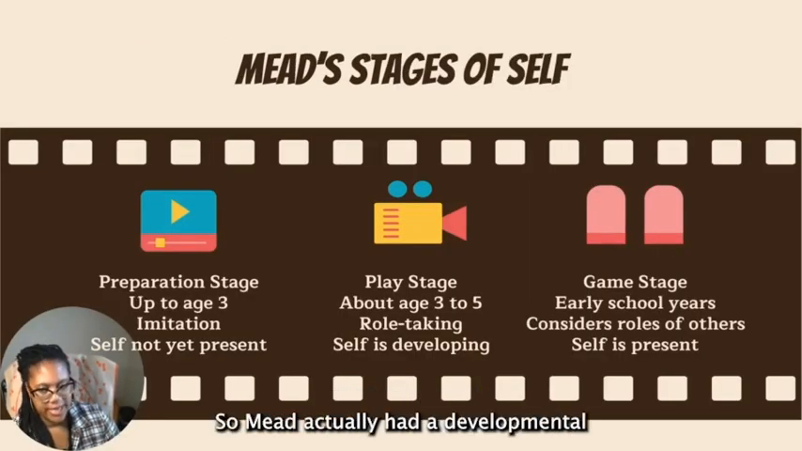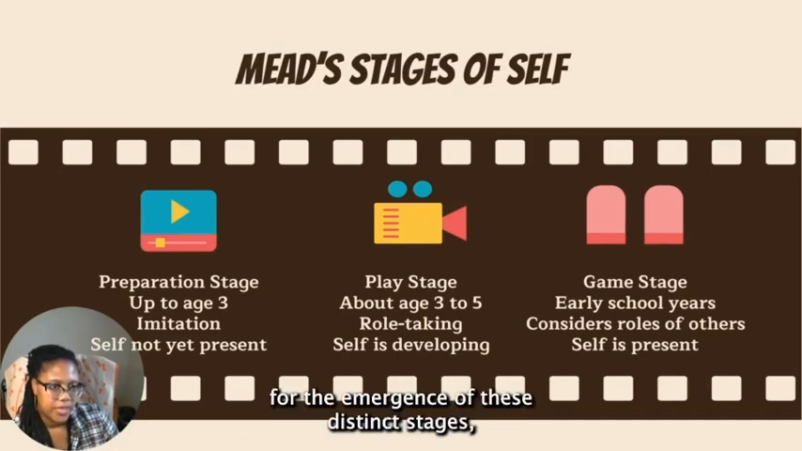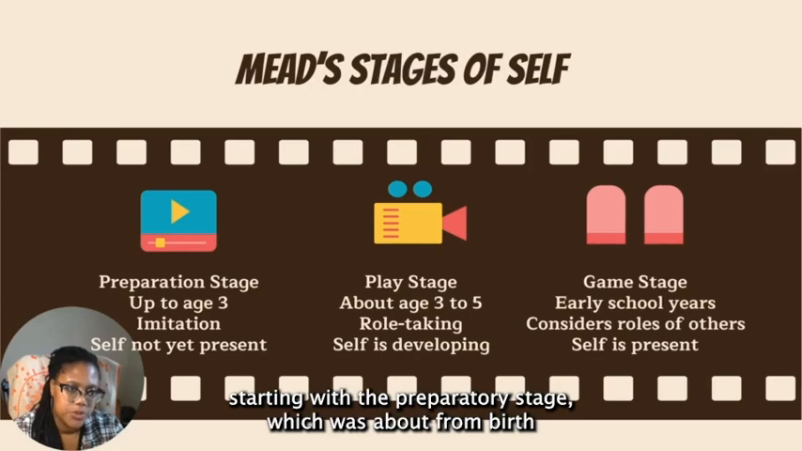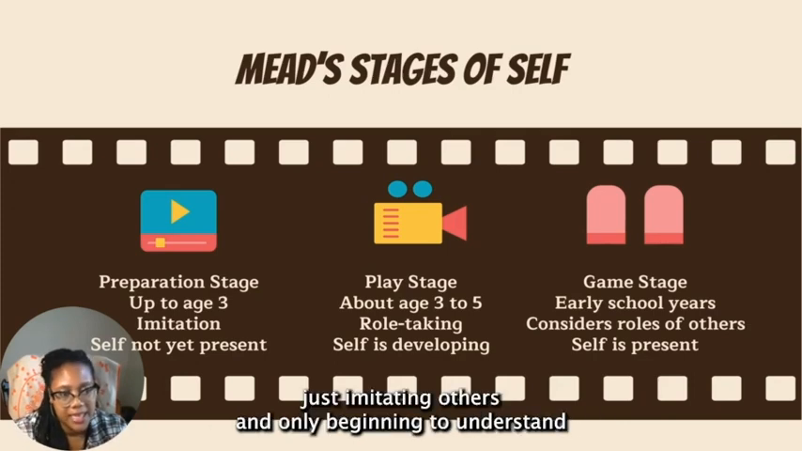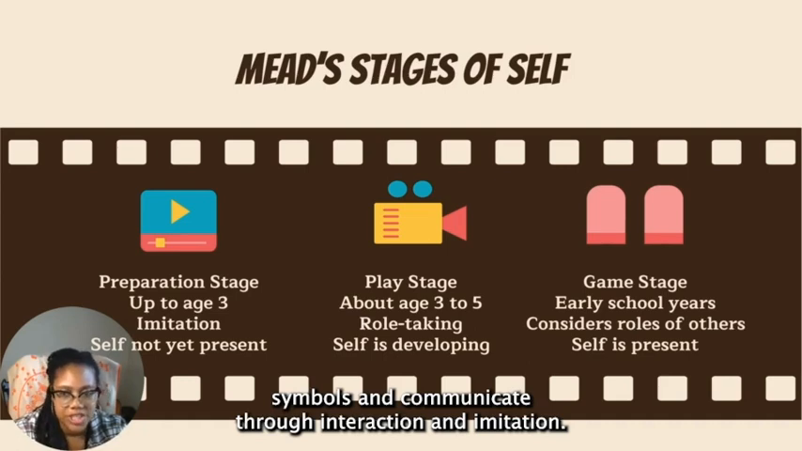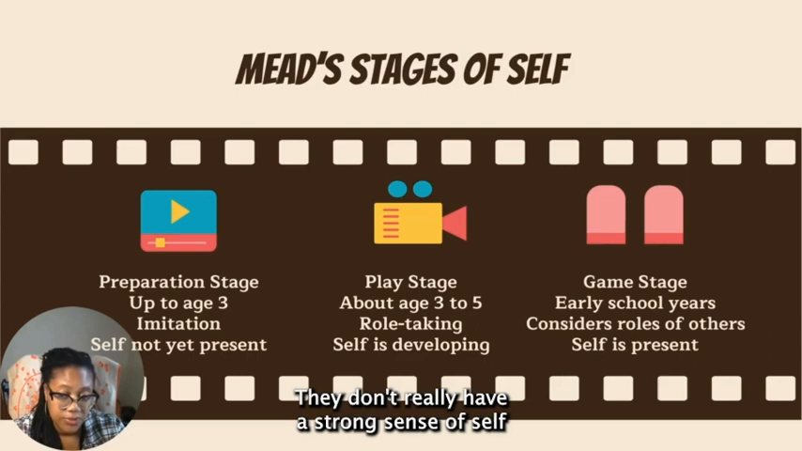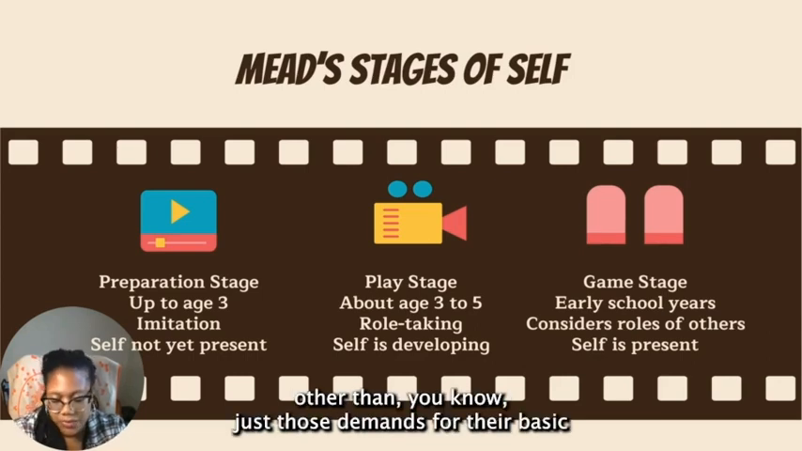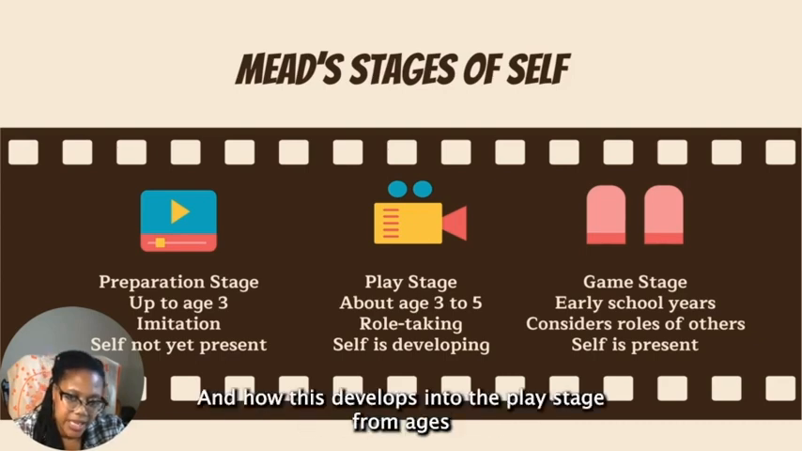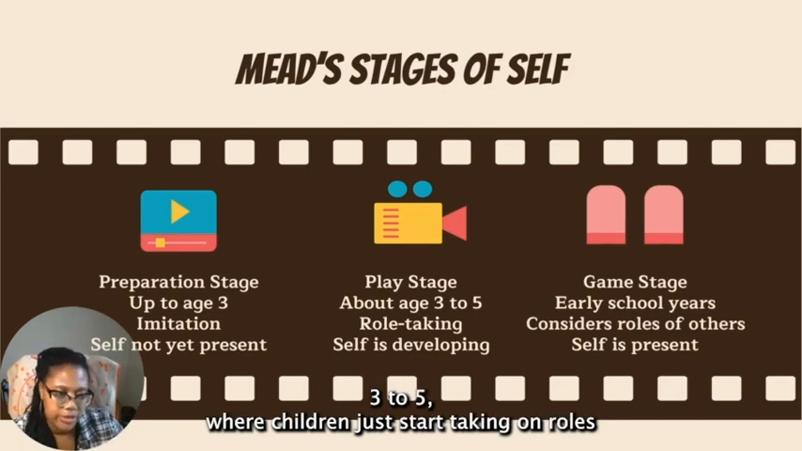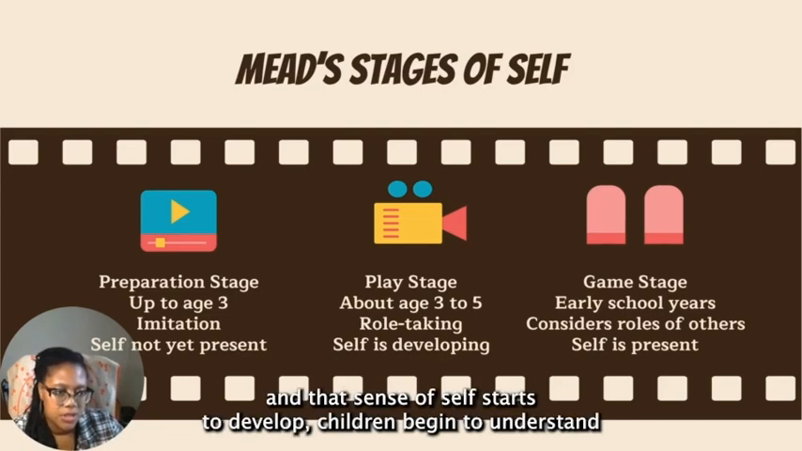So Mead actually had a developmental platform for the emergence of these distinct stages, starting with the preparatory stage, which was about from birth up to age 3, where children are merely just imitating others and only beginning to understand symbols and communicate through interaction and imitation. They don't really have a strong sense of self other than just those demands for their basic needs to be fulfilled, and how this develops into the play stage from ages 3 to 5, where children just start taking on roles and that sense of self starts to develop.